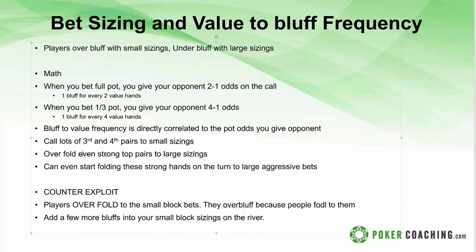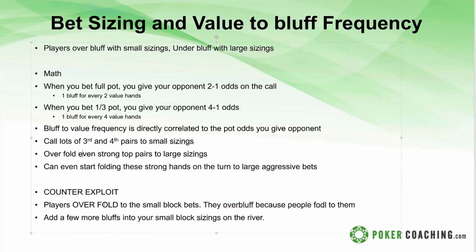And on the turn, this applies on the turn as well. You can start folding these strong, weak top pairs, marginal top pairs on the turn to aggressive bets for the same reason. Kind of a counter exploit as well.